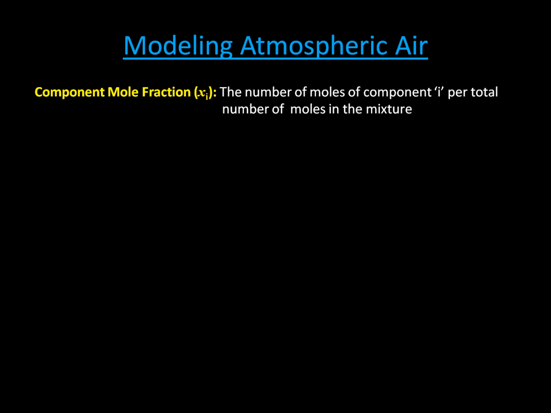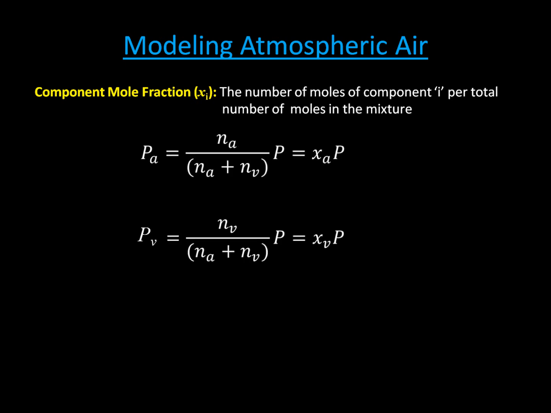Using those concepts and relating that using the ideal gas law, we treat the dry air as an ideal gas, and separately treat the water vapor as an ideal gas, and then relate those. We can come up with what's called the component mole fraction, X sub I. That's the number of moles of some component I per total number of moles in the mixture. Let's put that in the equation. In the book we go through this derivation, but we've simplified it down to the end result here. This is equation 11.6 and 11.7.